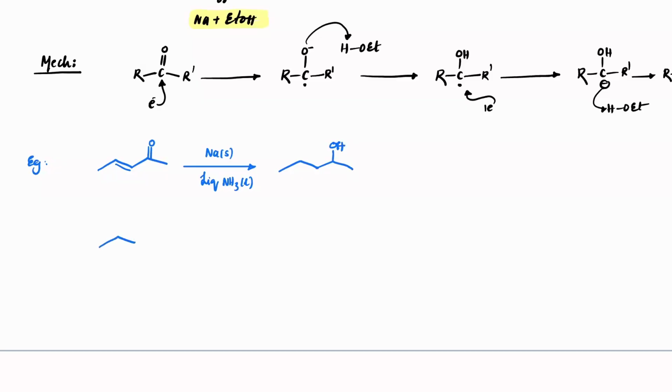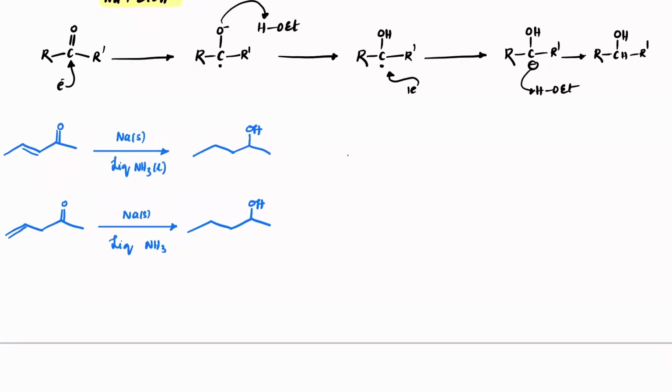But if it is isolated like this, with liquid ammonia, then the double bond will not get disturbed. Only reduction of the ketone will take place. Or if you have a triple bonded system like this, we have a double bond O and a triple bond here like this.